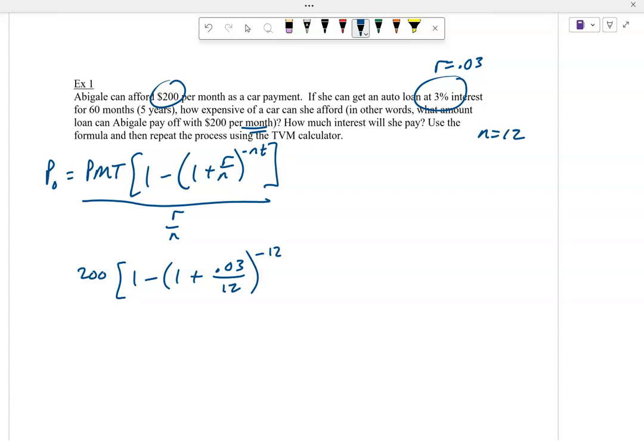Then T, we're going to do this for 5 years. Loan payment for 5 years. So T is 5. So there's going to be 60 payments total, right? 12 times a year, 5 years. This is all over R, so 0.03 over 12.